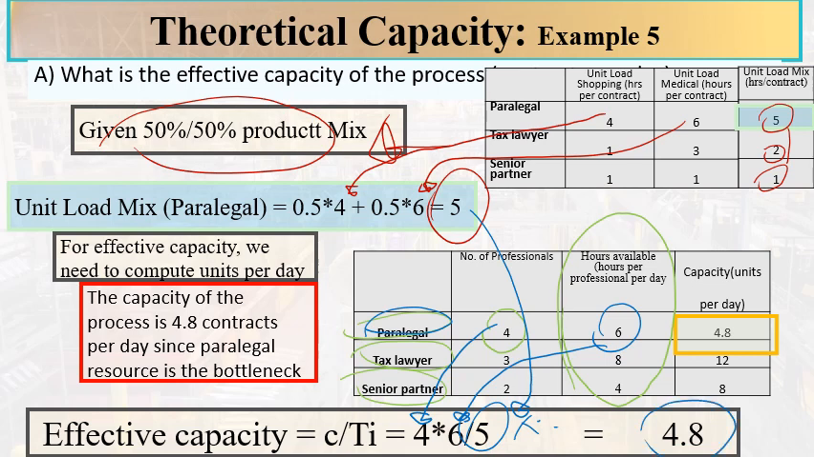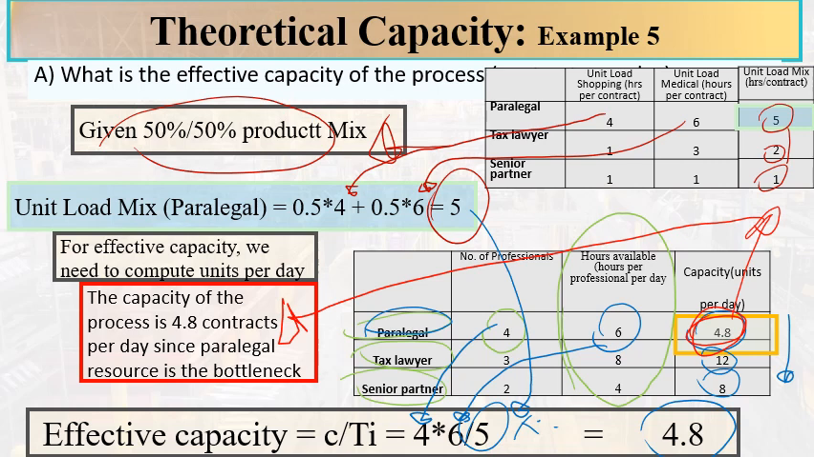So we got 4.8 for paralegal. And if we do the same procedure, dividing the C and the TI, we should get 12 and 8 for tax lawyers and senior partners. Now, remember, the bottleneck of the process is the smallest capacity, and the smallest capacity in this case is the paralegal. So that will basically dictate the whole process, and hence the capacity of the whole process is going to be 4.8 contracts per day.